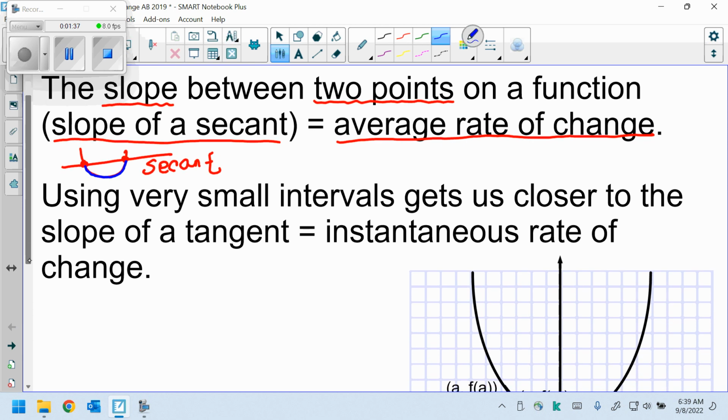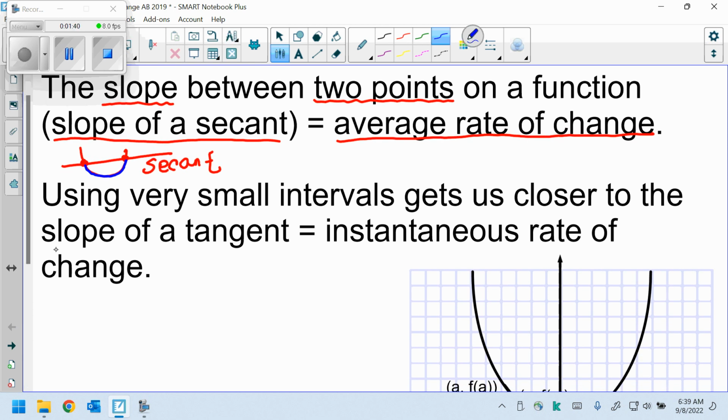Now, if we use really small intervals, not a big interval that goes from 2 points that are really far away, but points that are really close to each other, then you get closer and closer to the slope of the tangent line. Slope of the tangent line is a huge concept. But how do you find the slope of the tangent line? Well, for today, we're going to find slopes of secants using very small intervals.